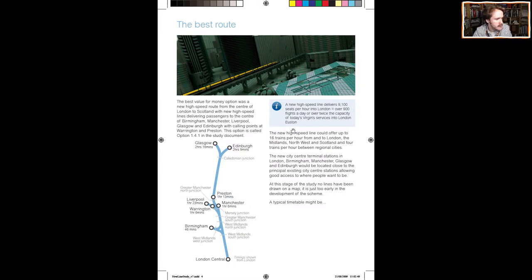This is like the summary report, so maybe it doesn't actually say it. It would be ironic, wouldn't it, if it talked about this. "At this stage of the study, no lines have been drawn on a map. It's just too early in the development of a scheme." A typical timetable might be, oh look, they do draw a line on the map, lines on the map, but look, they do this.